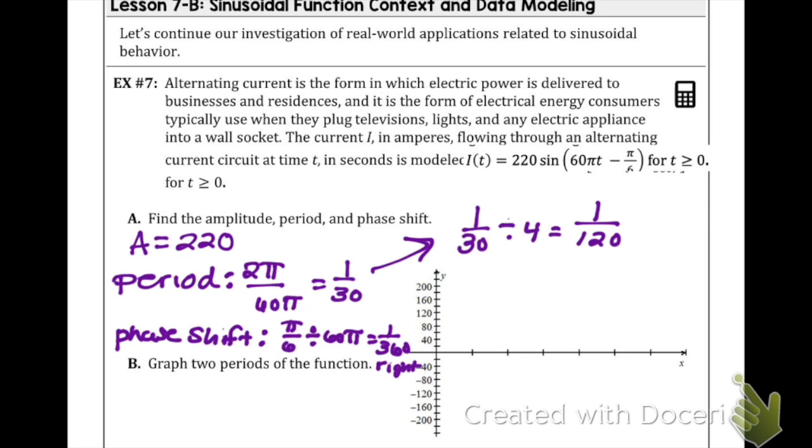Okay, so graph 2 periods of the function. Since it's a sine, we're going to do an intercept, max, no reflection, intercept, min, and then an intercept. We're shifting to the right 1/360, which means we're ending, my whole period is 1/30th.